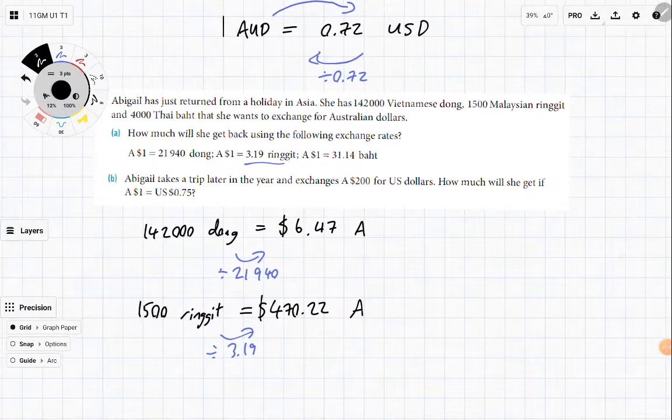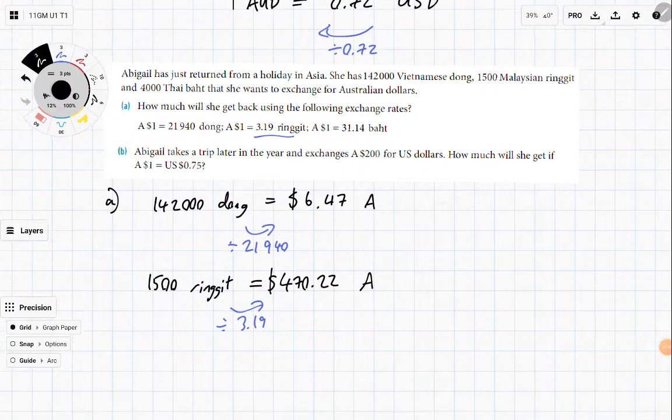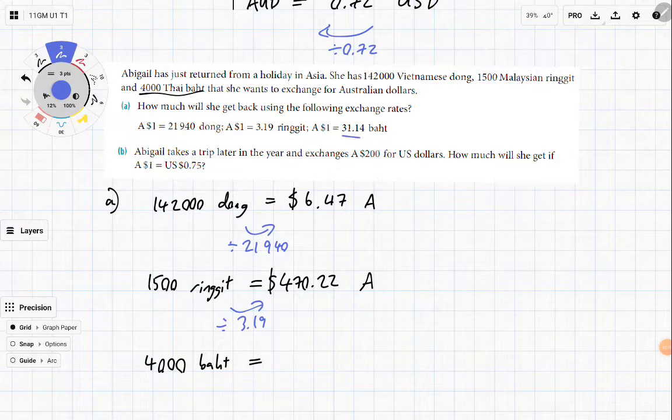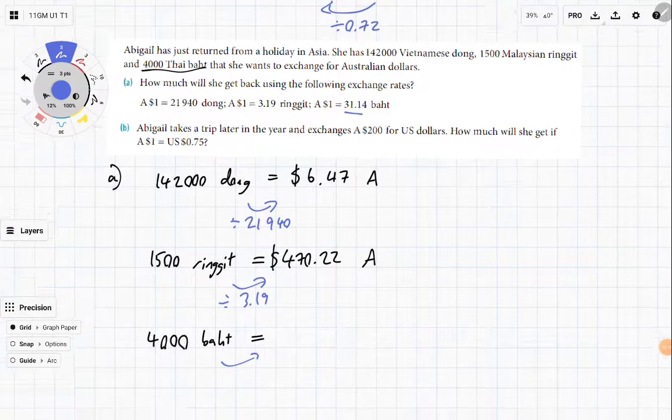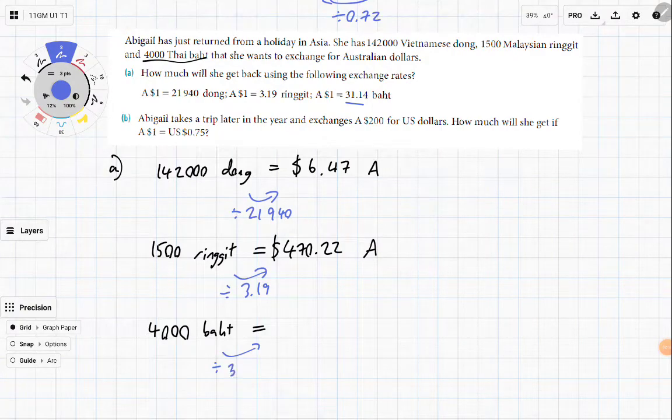And the last one for A is the baht, which is 4,000 baht. It's a Thai currency. The conversion rate is going to be, once again, divide, because we're going back to Australian dollars, divide by 31.14, which gives us $128.45 Australian. The next digit was a 2, so we're rounding down. Alrighty, so that's how much she will get back if she uses those currencies.